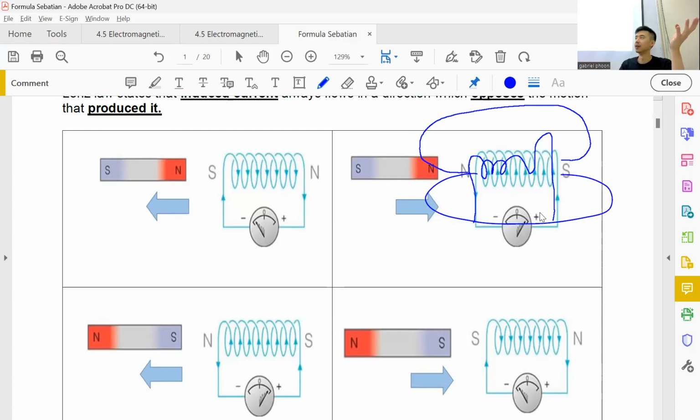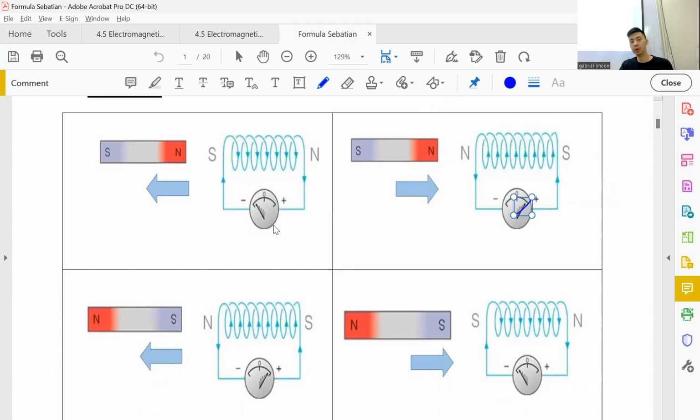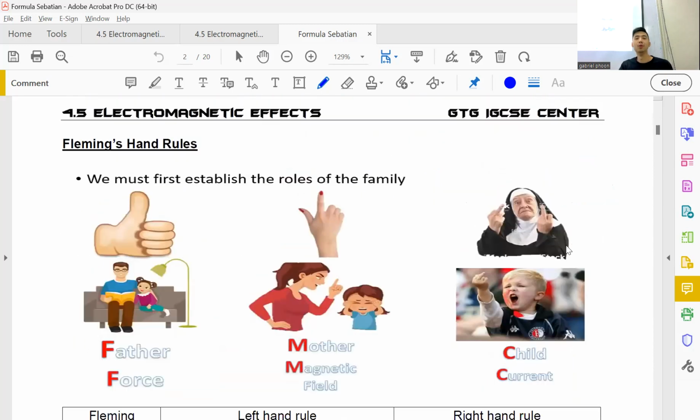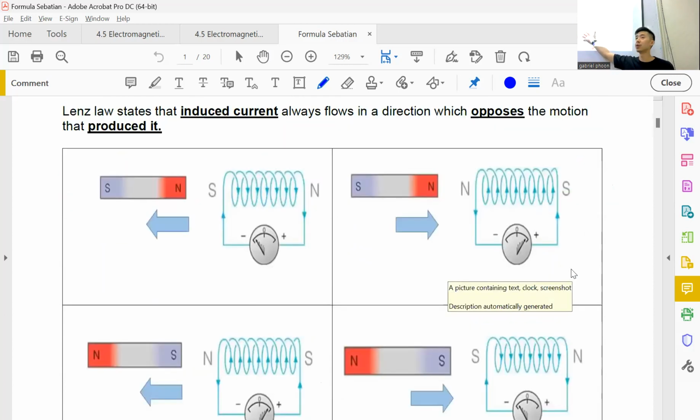Okay, but that's not important because usually they rarely ask you this. But you do need to know that based on the direction of the current, the galvanometer will deflect in opposite directions. You'll see later on. Okay, everyone, anyone has any question for this part here?